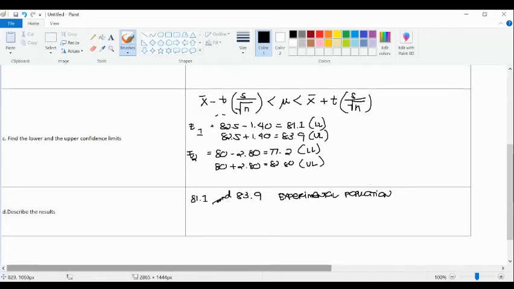And for the interval between 77.2 and 82.8, it contains the true mean of the control population based on the given sample data. So this is how you solve or compute the population mean when your standard deviation is unknown.